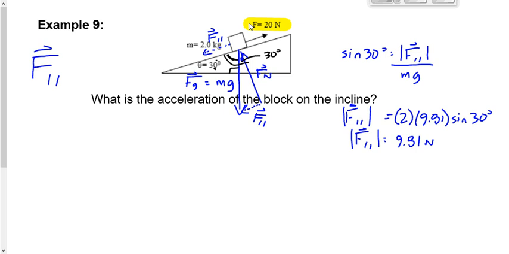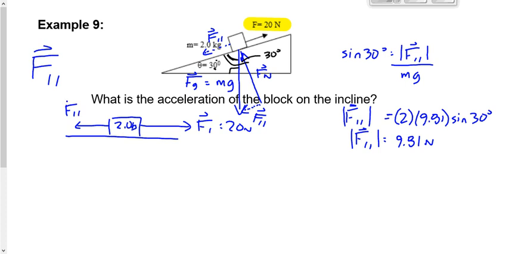Now, what do you think I'm going to do next? Yeah, let's straighten it out. Let's do what we always do. Here's our object. It's 2.0 kilograms. We got a force. I'm going to call it F1. That's the guy pulling. It's 20 newtons. And I'm going to call this F parallel. And the value of F parallel is 9.81 newtons.